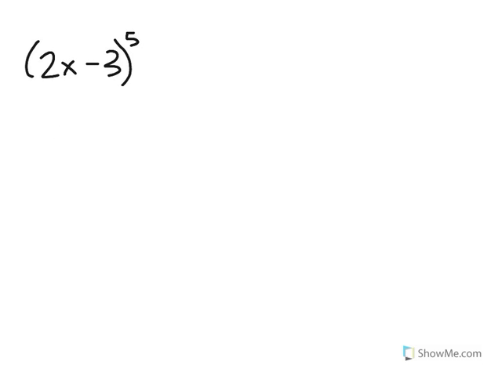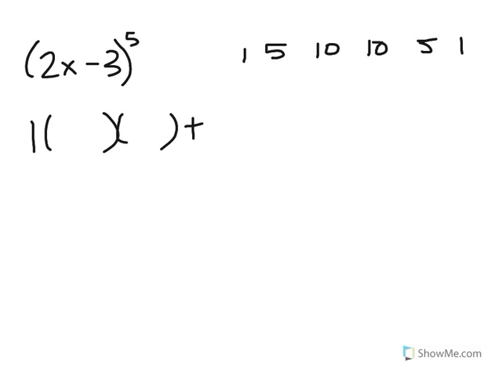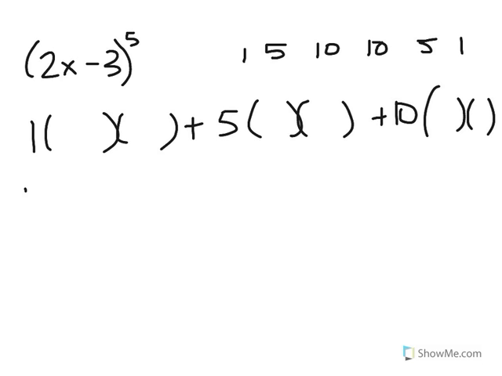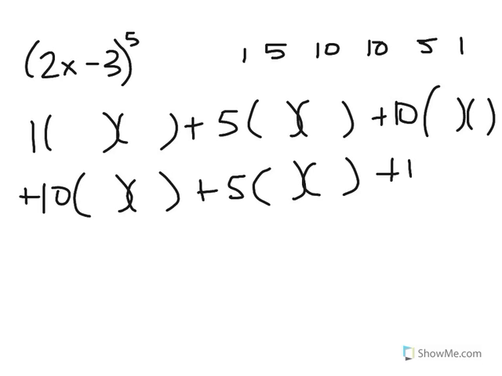So the relevant row of Pascal's triangle looks like this. 1, 5, 10, another 10, a 5, and a 1. So what we're going to do is start each term with those values. So here's 1, put some parentheses here and here. A 5, parentheses, a 10, parentheses, another 10, a 5, and a 1. So we have 6 terms this time.